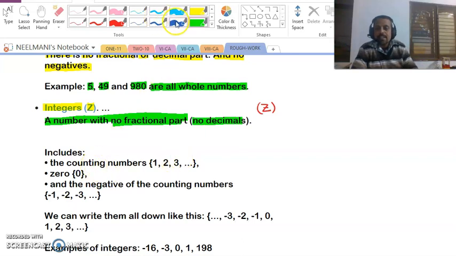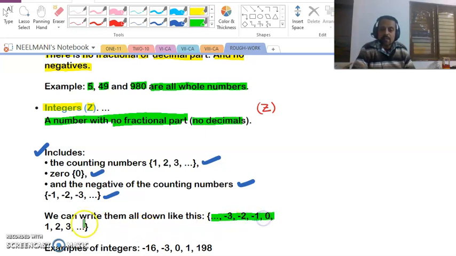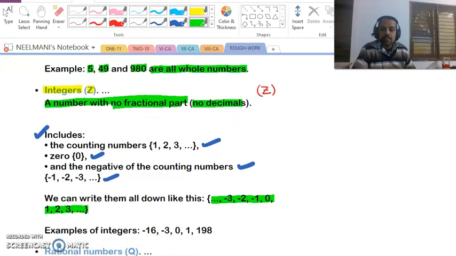What does this integer include? It includes all the counting numbers like 1, 2, 3. It also includes 0 and the negatives of the counting numbers, that is -1, -2, -3 and so on. If we write them in a combined form, we can write it like this: -3, -2, -1, 0, 1, 2, 3 and so on. So this combined set comes under the category of integers.